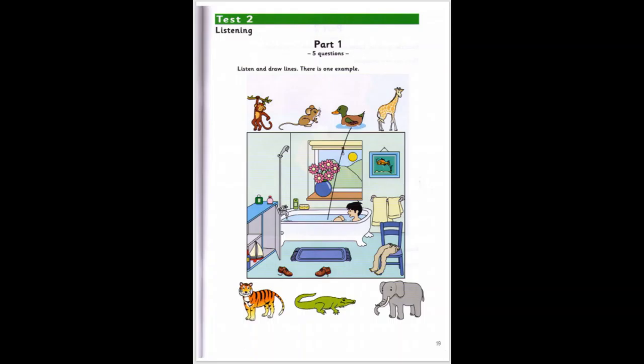Put the duck in the bath. Sorry? Where? Put the duck in the bath with the boy. Okay.